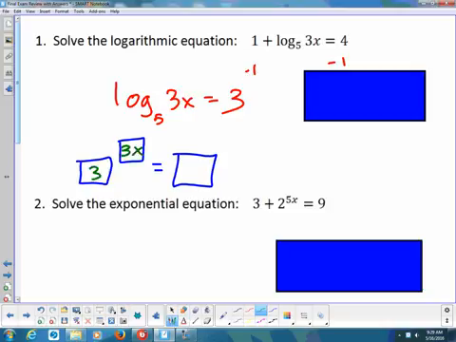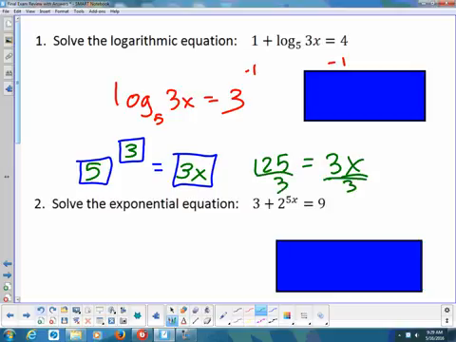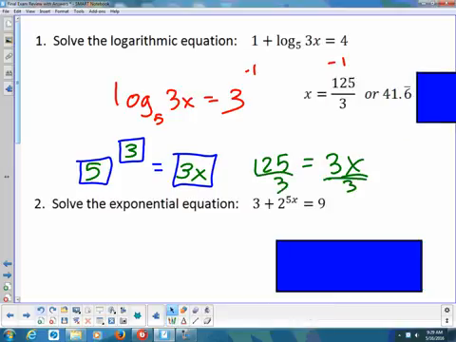Do people agree with that? No. What should be our base? 5. So we want 5 raised to the 3 equals 3x. 5 to the third is 125, so I have 125 equaling 3x. And then we're going to divide both sides by 3 to get our answer. We end up getting 125 over 3 or 41.6 repeating. Are we okay with this?